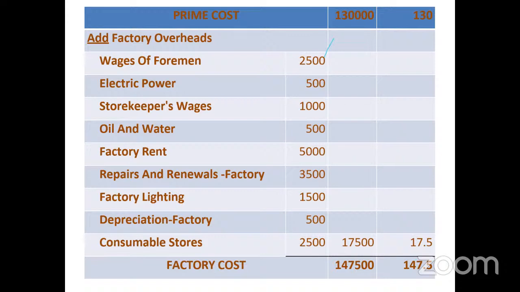So these parameters must be given, and on the basis of that you can segregate the cost. Otherwise, how can you segregate the cost?